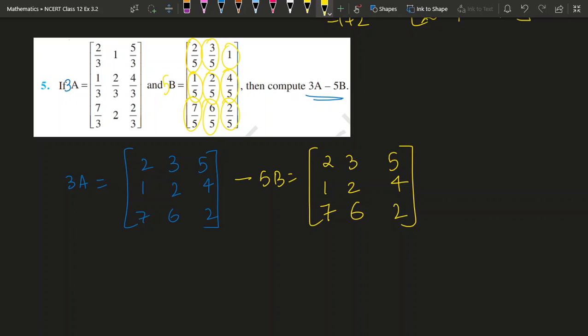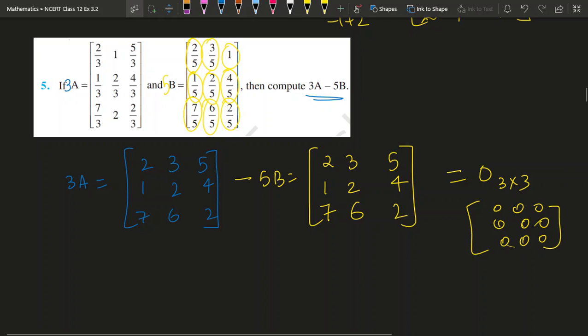and when you subtract them, you just see that they are the same matrices, so it would be equal to the zero matrix of order 3 by 3. So it would be 0, 0, 0, 0, 0, 0, 0, 0, 0. So 9 entries in a square manner, in a square order.